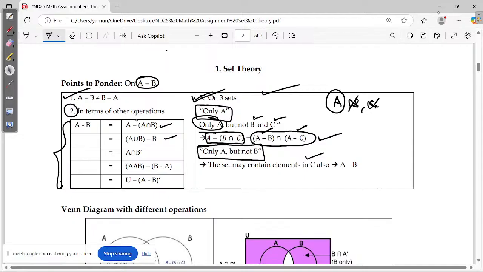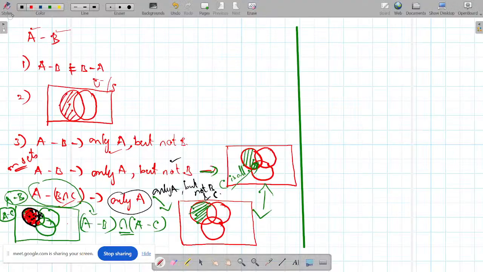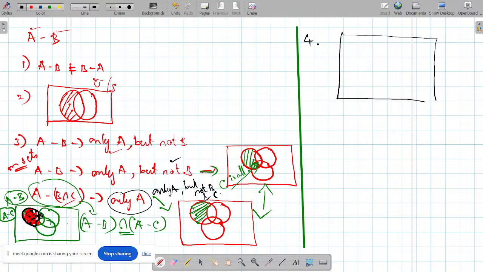A minus B can be written as A minus A intersection B. Okay. From the Venn diagram. So this is my fourth point. So this is my Venn diagram. I'm going to talk about it only on A and B alone. So this is A. This is B. Please tell me which is A minus B. This one alone, right?